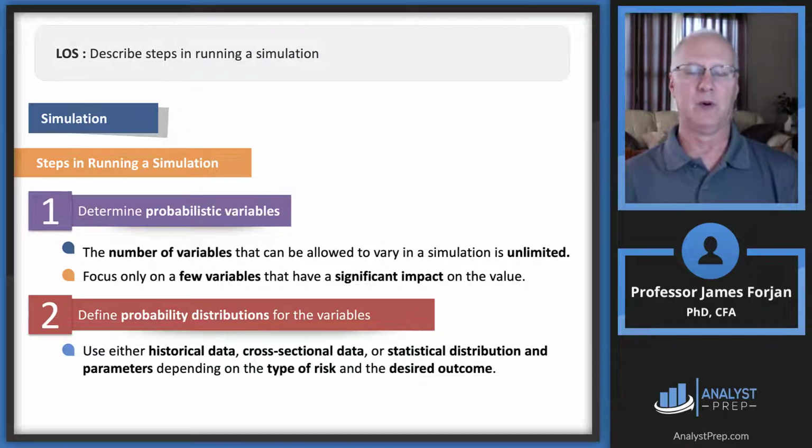Now, for each variable, we're going to use either historical data, cross-sectional data, or some kind of statistical distribution that we'll talk about here in just a second, depending on the type of risk. So we need to figure out and define those probability distributions for each variable. I mean, the simplest of all life would be that our revenues are normally distributed and our expenses are normally distributed. And that may be the case, but it might not be.